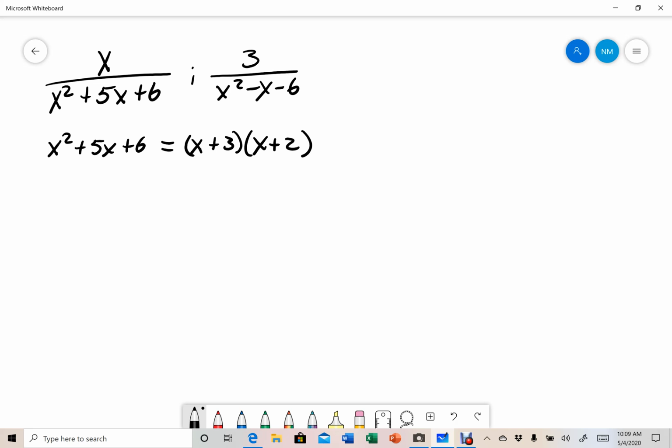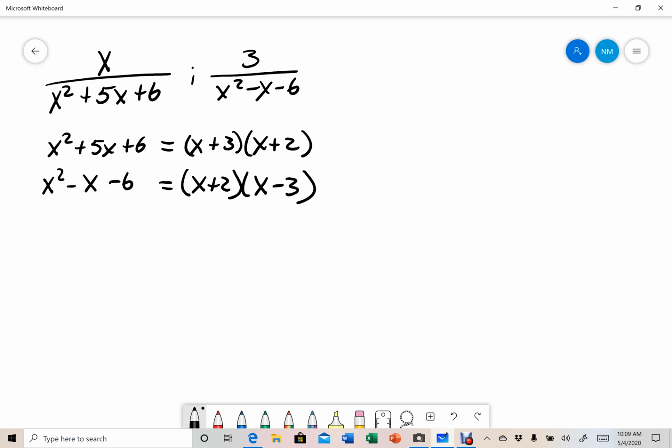Okay, hopefully we're getting pretty good on our factoring at this point. We've been doing a lot of factoring since we've learned how to do this, so we should be getting a good grasp on that. Okay, so I factor my x squared plus 5x plus 6 into my two binomials. I'm going to do the same thing to my second denominator. Okay, x squared minus x minus 6 gives me x plus 2 and x minus 3.